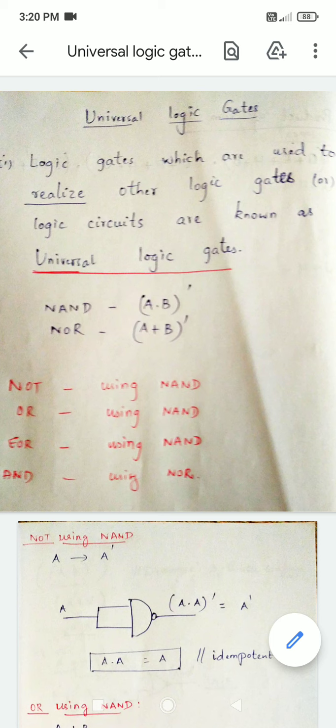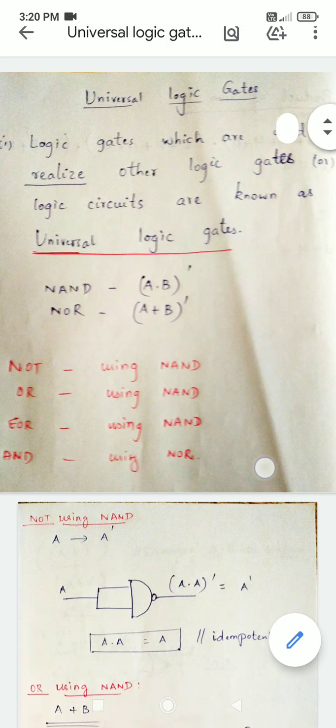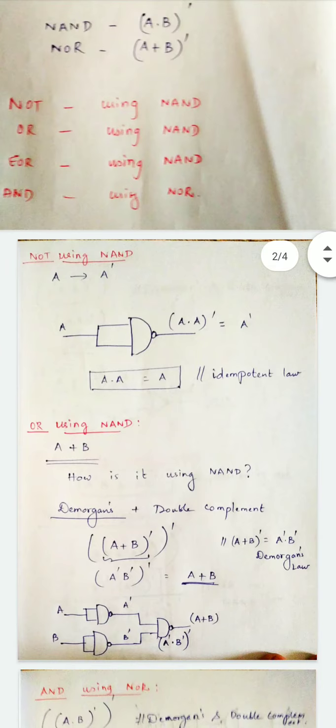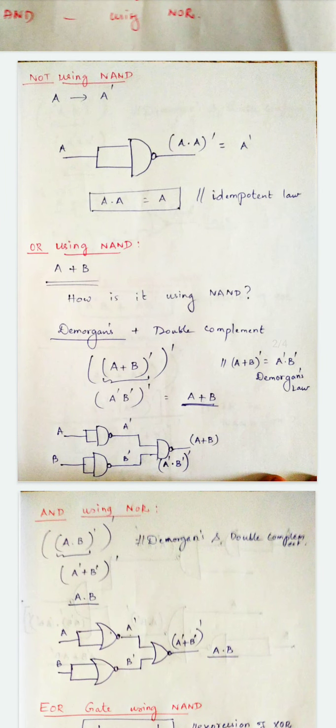Because the cost required for constructing a logic circuit using NAND and NOR is very cheap. That's why these two gates are called universal logic gates, and everyone prefers to construct logic circuits using these NAND and NOR. And in this session I am going to explain how the different logic gates are realized using NAND gate.